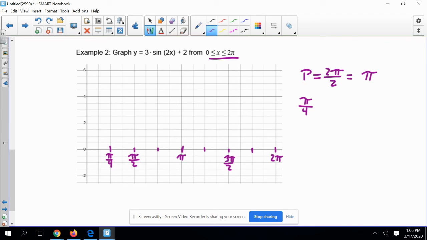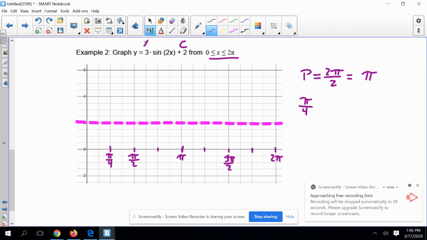So next, we have to look at what is our midline. Okay, our C value here is 2, so our midline's at y equals 2. Then we determine, okay, what's our amplitude A? A is equal to 3. So we have to go 3 above and 3 below the midline. Sine starts on the midline, goes 3 above from 2, so that's 5 here.